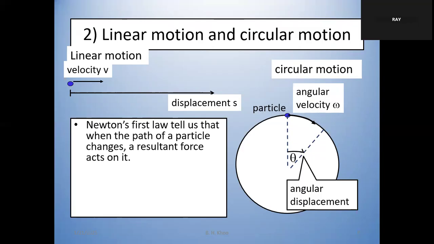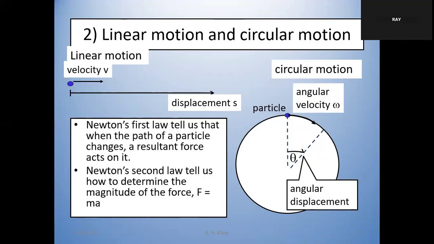Newton's first law tells us that when the path of a particle changes, a resultant force acts on the particle. Newton's second law basically allows us to calculate the resultant force acting on the particle. Right, we'll be using this one further. So that is the resultant force. Right, that's the resultant force acting towards the center.